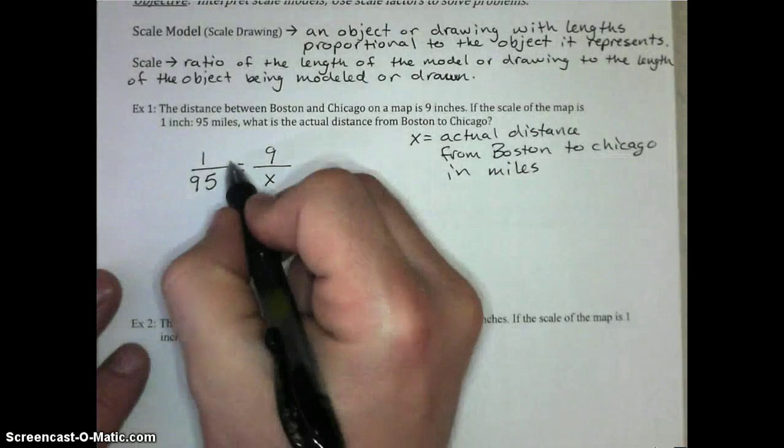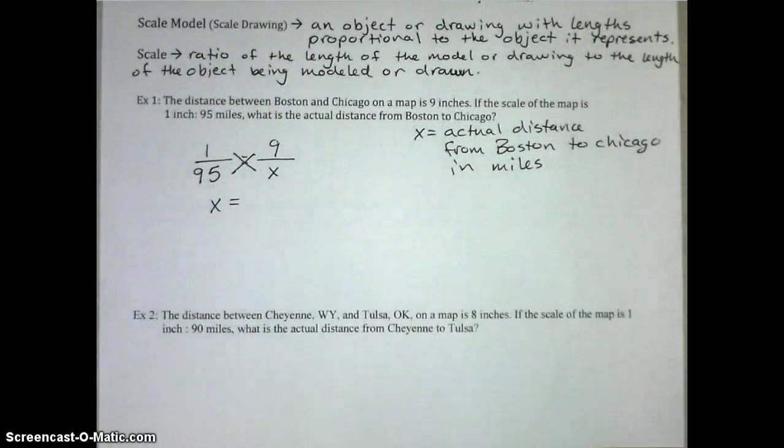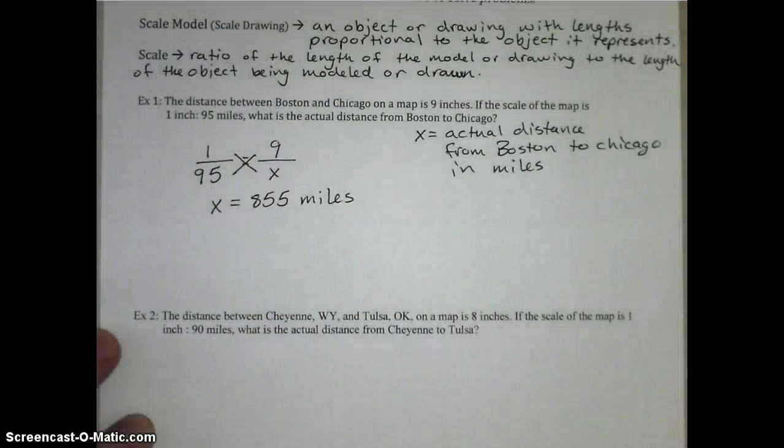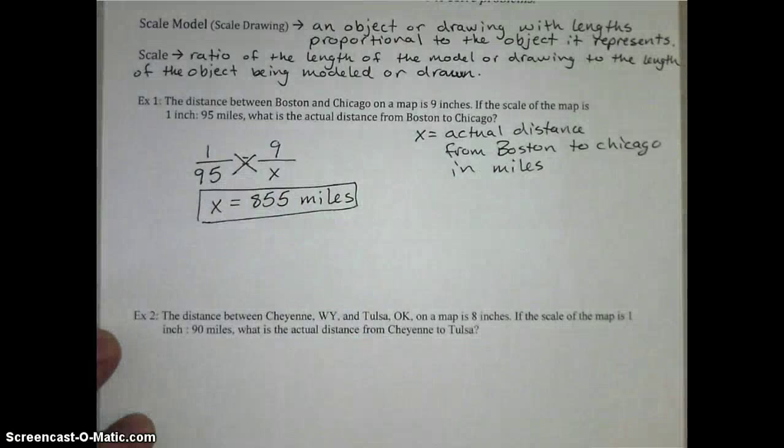And so now all we have to do is cross multiply. 1x, or x, is equal to the product of 95 and 9, which is 855 miles. Okay?